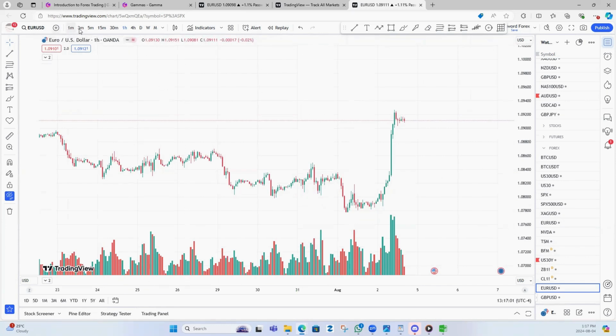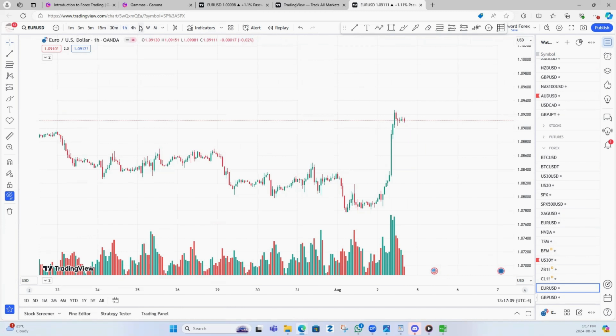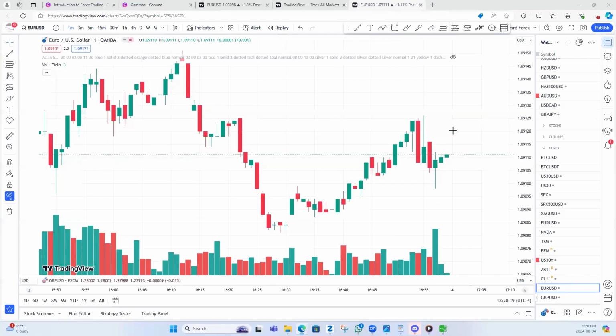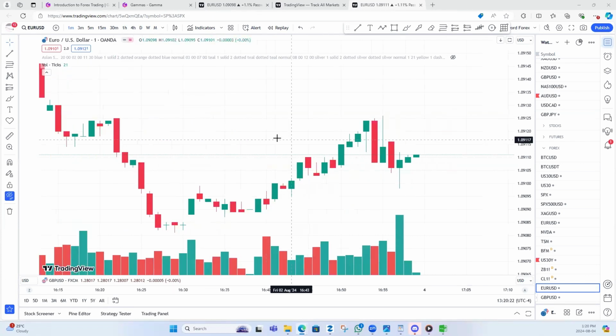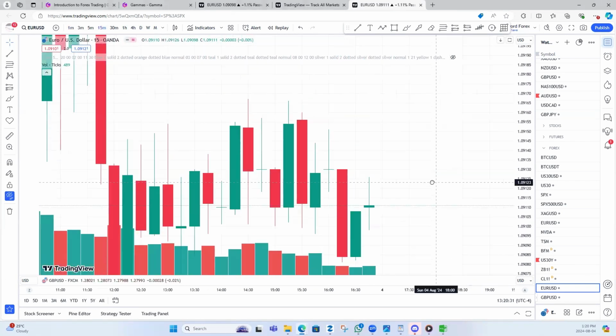Here you can add different time intervals. For instance, you can divide currencies into different time frames. D is for daily, so you click on this one. As you can see, each candle is 1 minute. So you can switch time frames back and forth, whichever time frame you prefer.